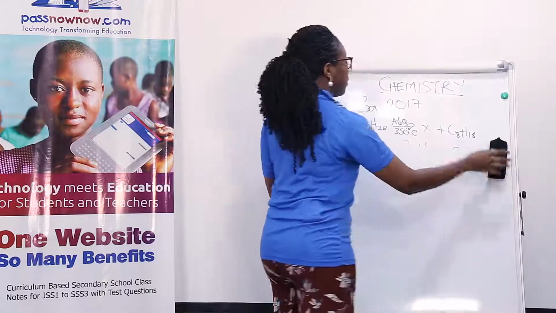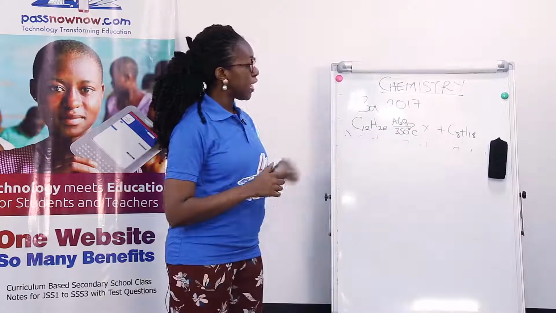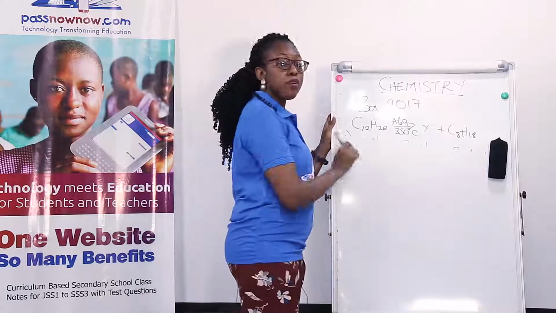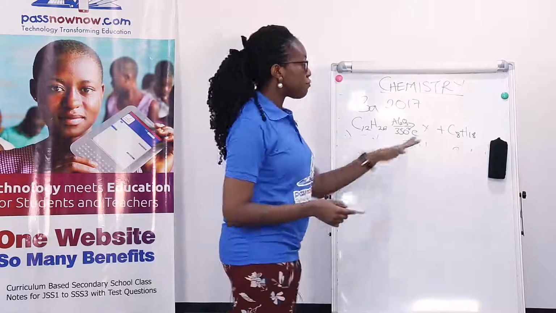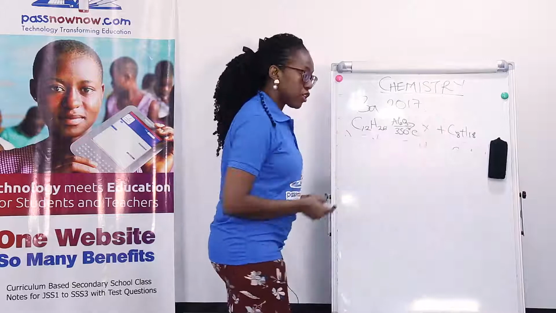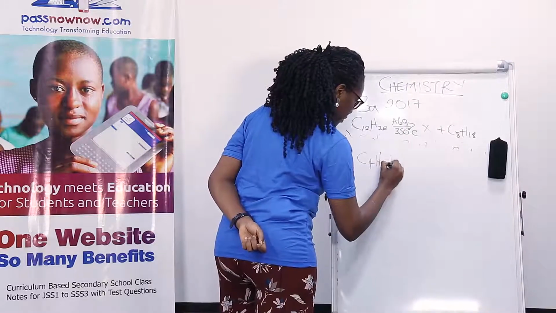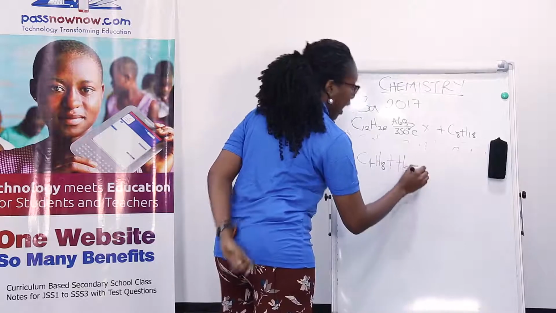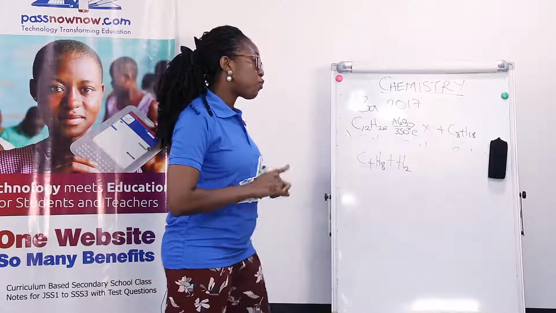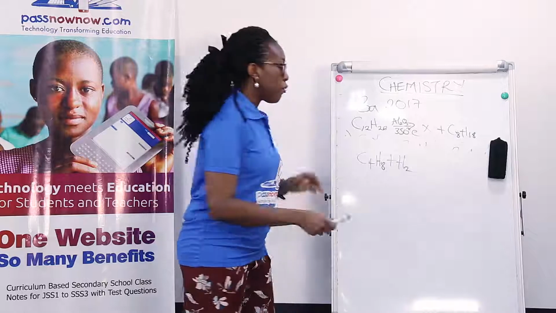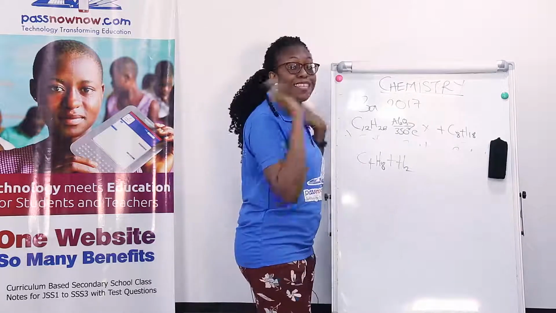The last question on question 3A says to write a chemical equation for the reaction between X and hydrogen. We know X is C4H8. Hydrogen is diatomic, so we can't just write hydrogen and leave it there. We have to write H2. Hydrogen is diatomic.